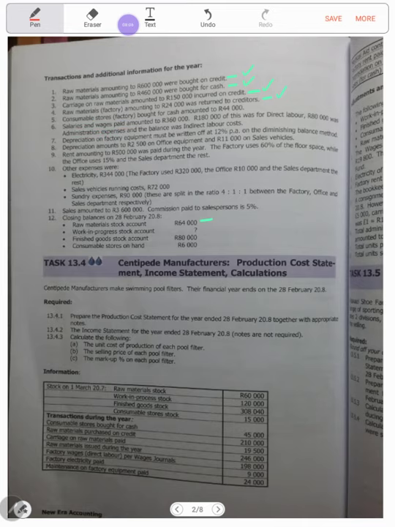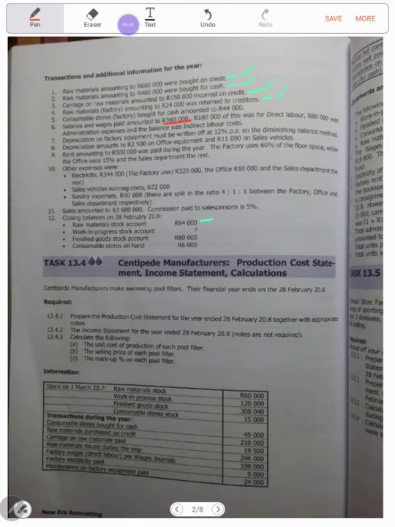Salaries and wages. Number 6. Salaries and wages paid amounted to 360,000. So that amount is basically every single department in this business, and it has to be broken up in accordance to direct labor, your indirect labor, admin costs, etc. And they go on to say that 180,000 of this total figure was for direct labor.